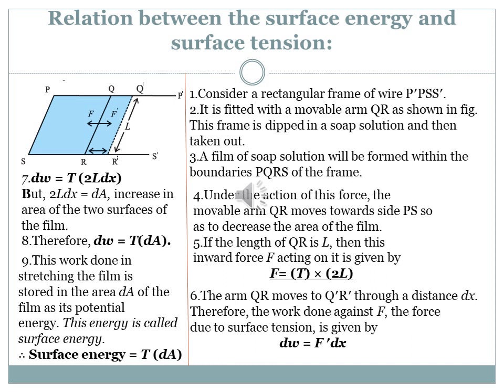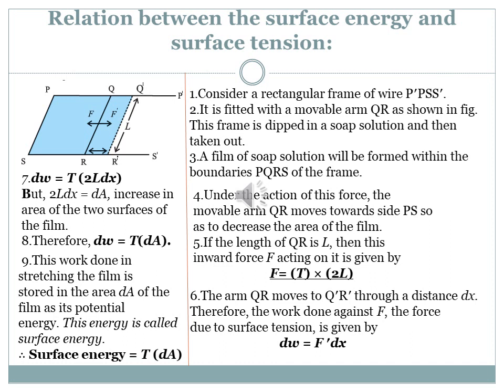Then it is fitted with a movable arm, which is QR. A movable arm is there whose length is capital L. Alright, now what we are going to do, this frame is dipped in a soap solution and then taken out. What happens to that rectangular frame of wire?